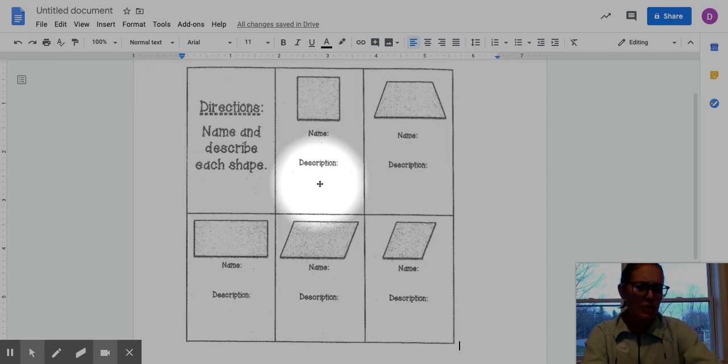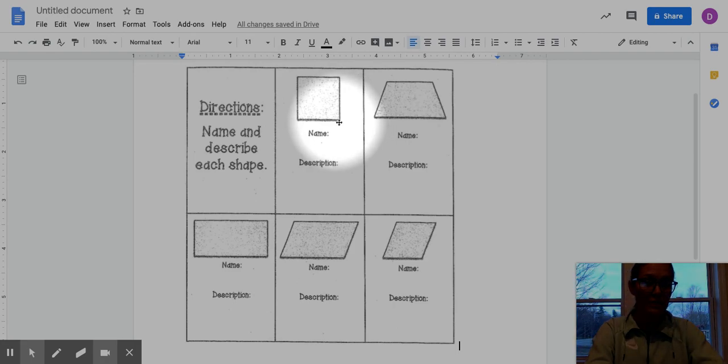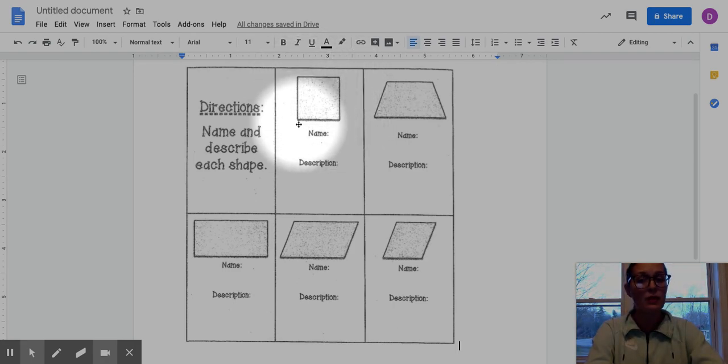The description can be a little bit trickier because we're not looking for descriptions like, it's small, it's cute. We're looking for more mathematical terms for the description. For example, you might talk about the side lengths, how many there are. Are they the same side length or are they different? You could talk about the angles. That's kind of like the corners of the shape. How many angles are there?